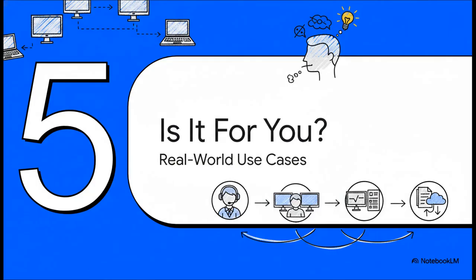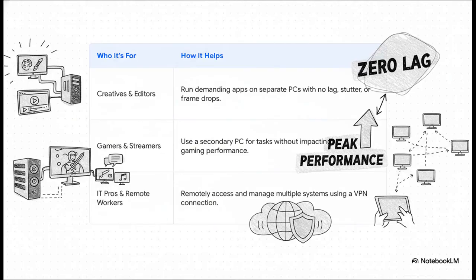Okay, so the tech is super cool, we get that. But why does this actually matter? Who is this really for? Let's break down a few real-world examples to see how different people can put this thing to use. Well, if you're a creative, imagine running a heavy video render on one PC while you're doing graphic design on another with absolutely zero lag. For gamers and streamers, you can push all your streaming software, your chat, and your music over to a second PC, which keeps your main gaming rig running at max performance. And for IT professionals, oh, it's a dream for managing multiple client systems remotely over a VPN.